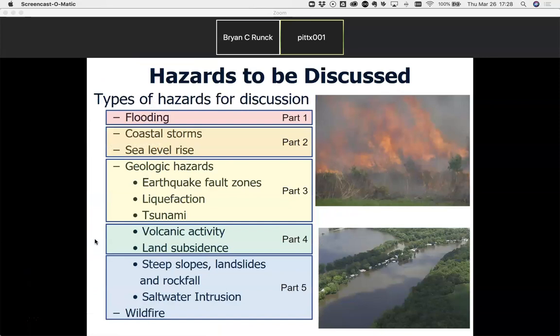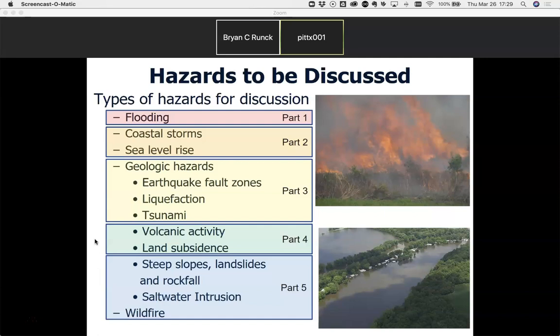In terms of the different types of hazards that I want to talk about, I'm going to talk about them in 5 different parts of the lecture. We'll take a short break in between each part. First, I want to talk about flood hazards. Then in part 2, I want to talk about coastal storms and sea level rise. Then in parts 3, 4, and 5, I'm going to talk about geologic hazards and wildfire hazards.